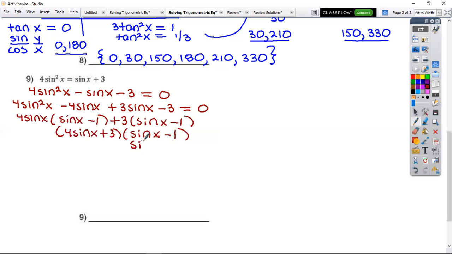This one's easy. Sine of x equals 1. That's your unit circle. Y value, 90 degrees. This one's your triangles. So 4 sine of x equals negative 3. So sine of x is negative 3/4. And this one's back to triangles. So ASTC, sine is negative below the x-axis. And then you got to go to the calculator again.